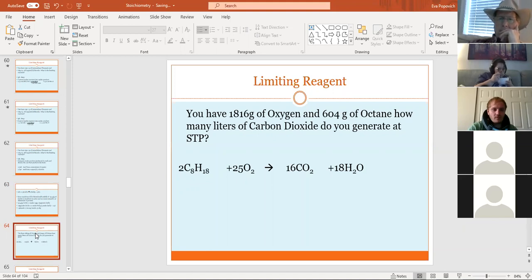Okay. We have 1,816 grams of oxygen and 604 grams of octane. How many liters of carbon dioxide do I generate at STP? All right, what kind of special stoichiometric problem is this? It says it in the title: limiting reagent. Hey, I didn't say it wasn't obvious. We're dealing with a limiting reagent problem because we have an amount of both reactants.